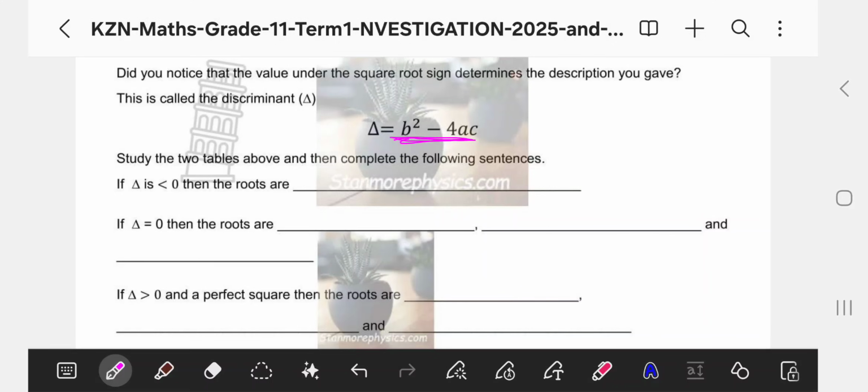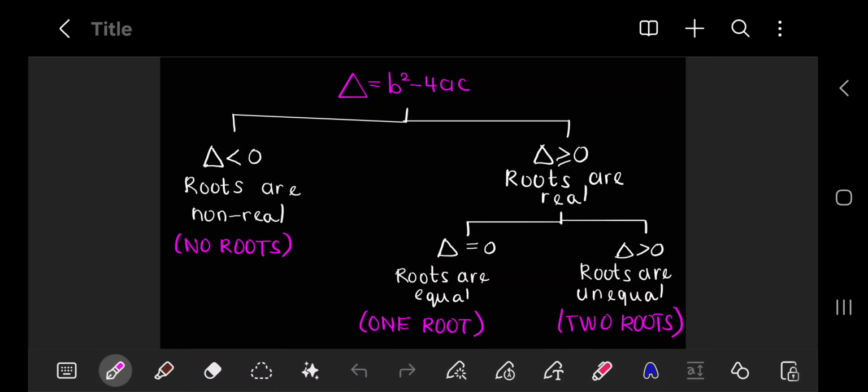Now, coming back to this question, they say study the two tables above and then complete the following sentences. Before I refer to the two tables above, there is just a flow diagram that I want to go over with you. So this is really going to help you out. It's going to help you understand how the discriminant affects nature of roots. When we calculate the discriminant, there are one of two answers that we can get. We can either get a value that is less than 0, meaning that we get something negative, or we can get a value that is greater than or equal to 0.